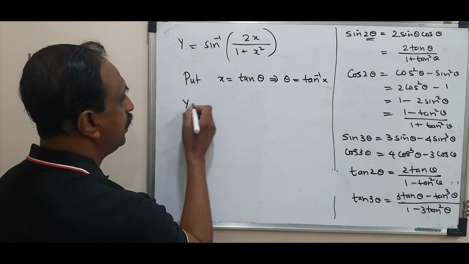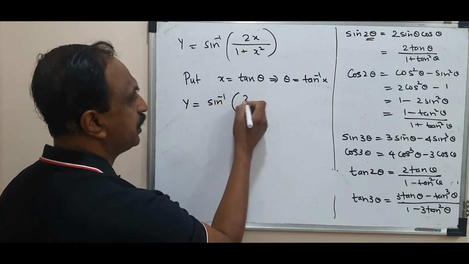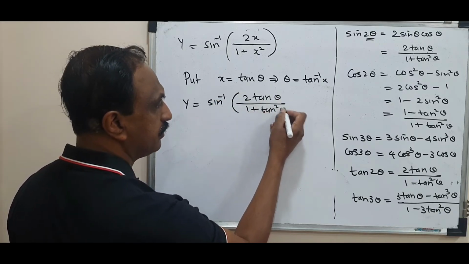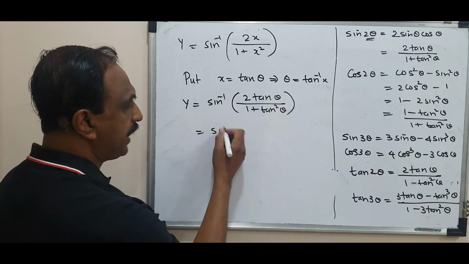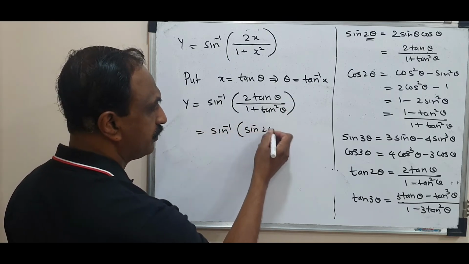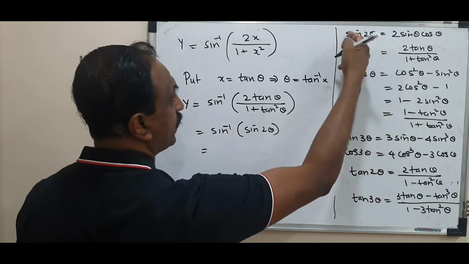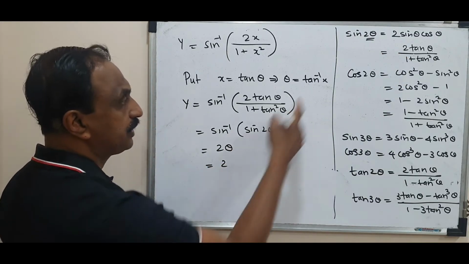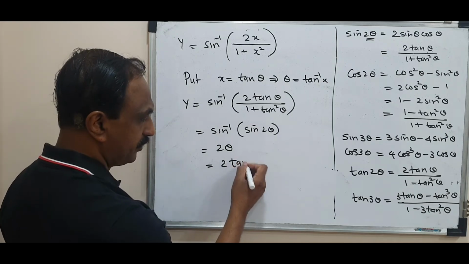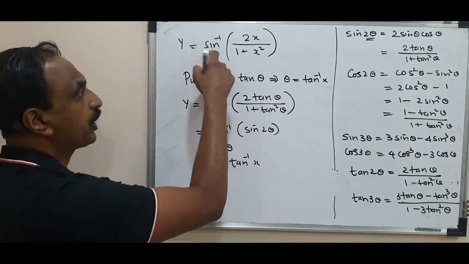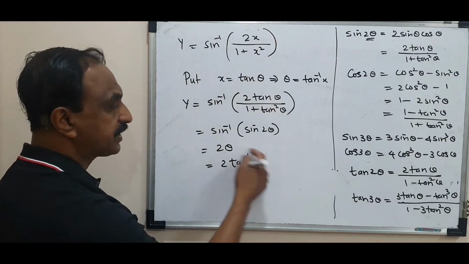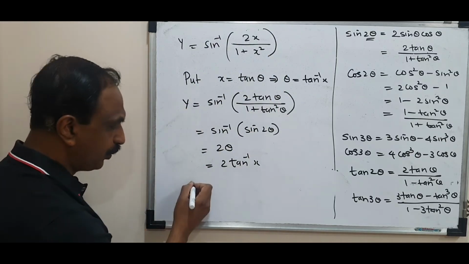So what happens here? y is equal to sine inverse of 2 tan theta upon 1 plus tan square theta. So that became sine inverse of sine 2 theta. That is from this formula. That became 2 theta, and 2 theta is nothing but 2 tan inverse x. So I have brought it back. So what have you proved? This complicated function is such a simple function. And you know how to differentiate this.